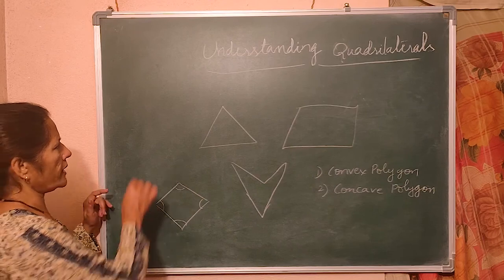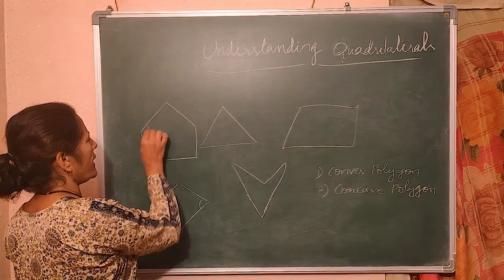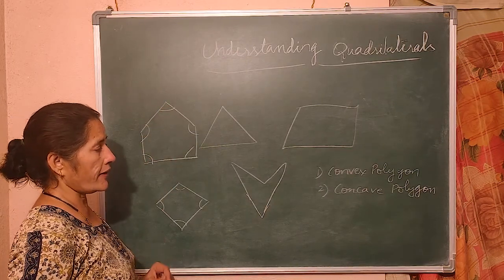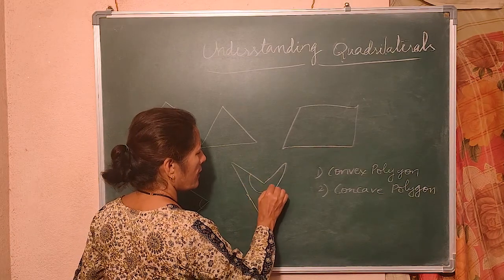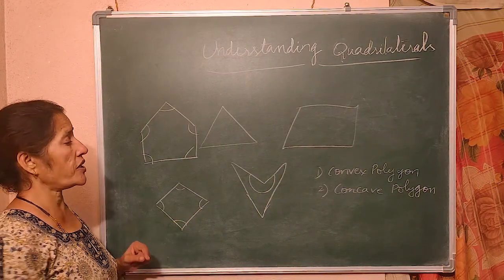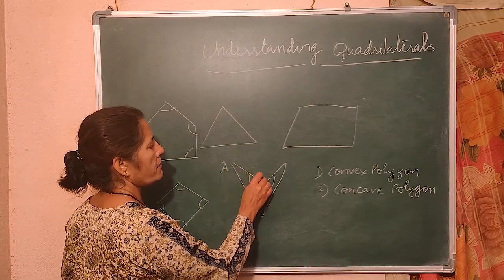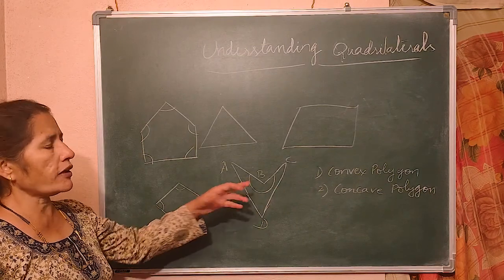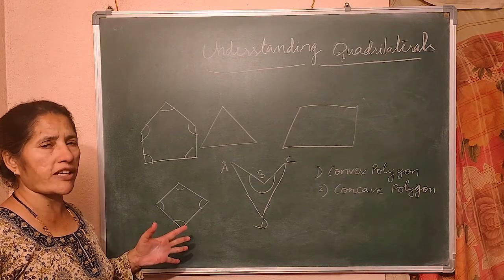In a convex polygon, all interior angles are less than 180. See, these are all interior angles, less than 180. Whereas, in a concave polygon, an interior angle is more than 180. So, this is a concave polygon. A, B, C, D is a concave polygon. Any one of the angles, if it is more than 180, then it is not a convex polygon.